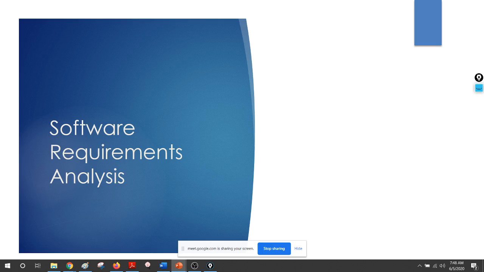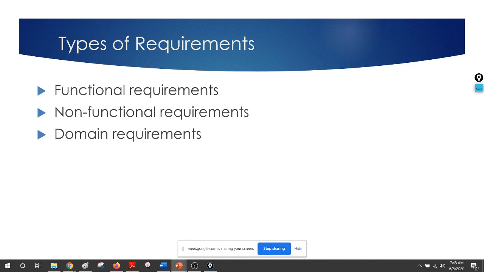Right. So now let's move on to the analysis. So analysis is all about understanding the requirement. Therefore, first you have to understand what is meant by requirement and what are the different types of requirements, right? So after some time you don't need a handbook, right?